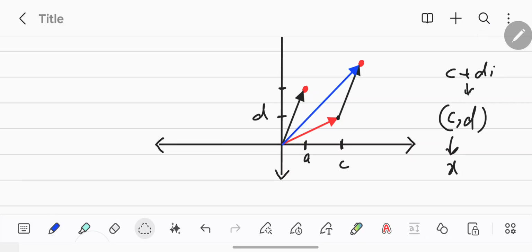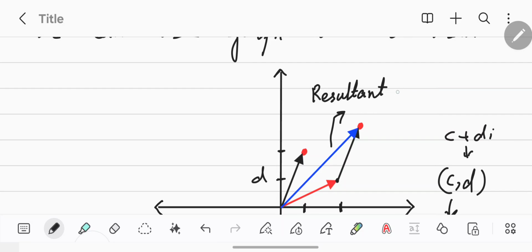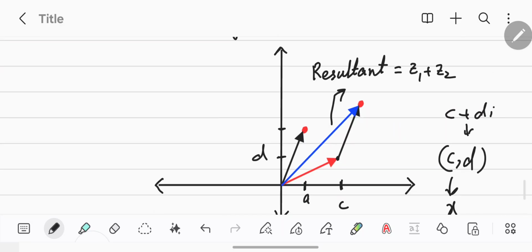This new vector is called the resultant vector. I will call it the resultant, which is actually z1 plus z2. So this is the geometric interpretation. Make sure that the original vector is this one. But why have I shifted this vector here? Just in order to apply the head to tail rule.